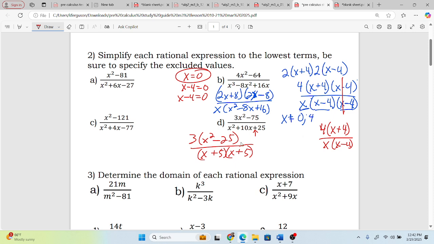So then I look at the top. My exclusions right now are going to be x equals negative 5. Then I do some factoring on the top, and I get x minus 5 times x plus 5. And on the bottom, I get x plus 5 times x plus 5. So I got my excluded value: x cannot equal negative 5. Then I cancel that off, and my answer is 3 times x minus 5 over x plus 5, with the excluded value that x can't equal negative 5.